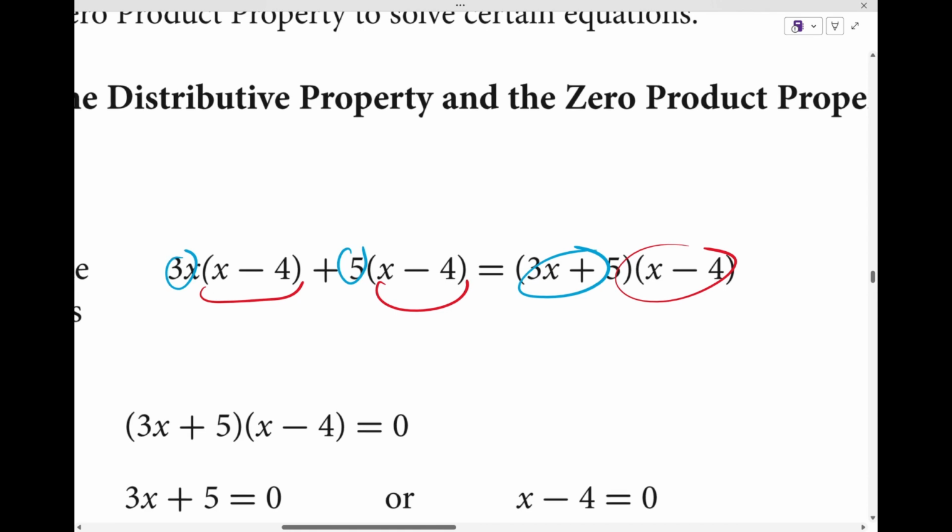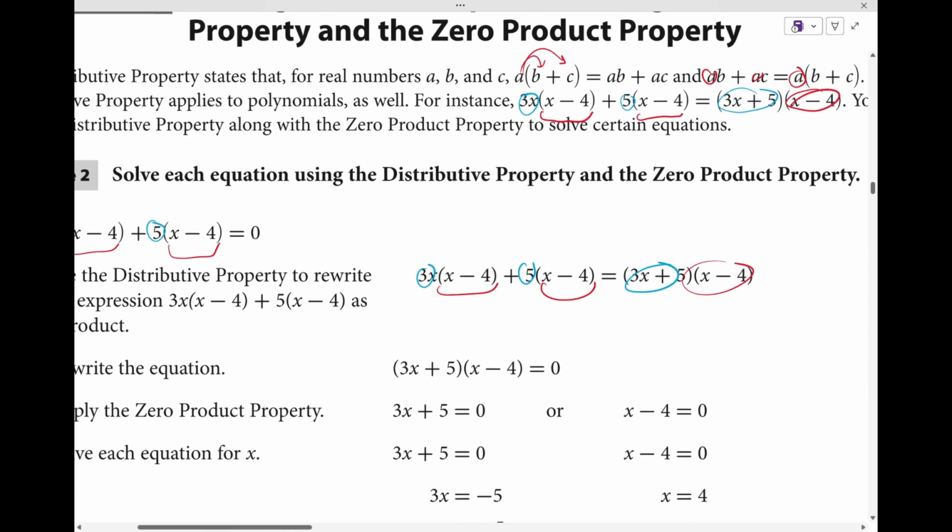If you get confused with that, just give it a try and then work backwards to see if you did it right. So I can take this x minus 4, distribute it to my 3x. That's 3x times x minus 4. And then I can take it and distribute it to my 5. That's 5 times x minus 4. Okay, it's just the reverse process. Try to wrap your head around that.